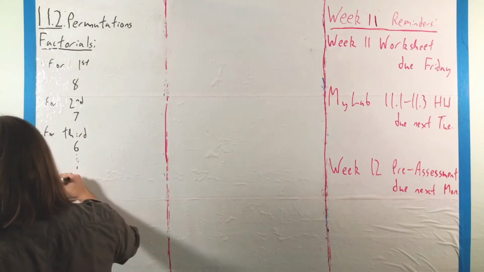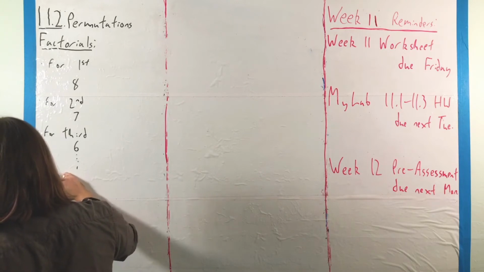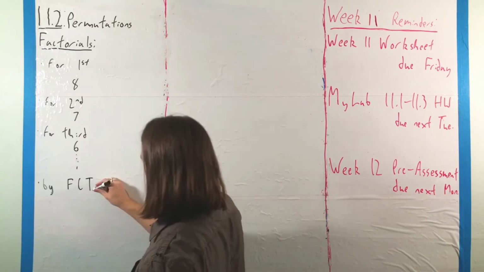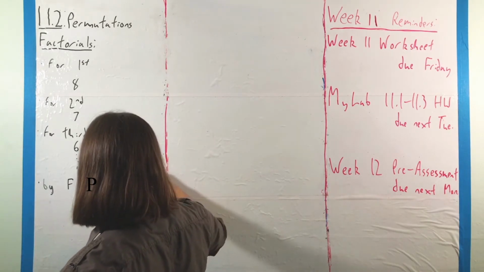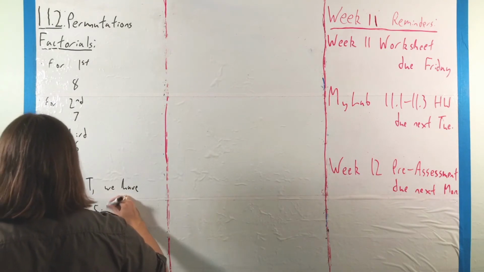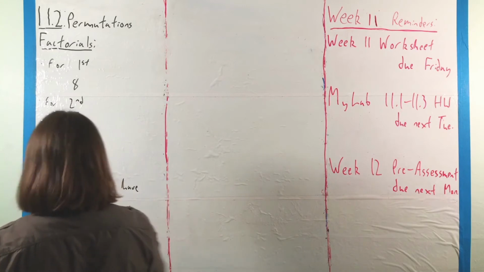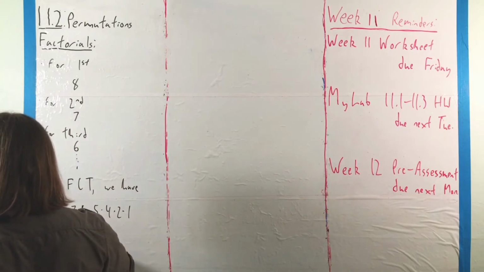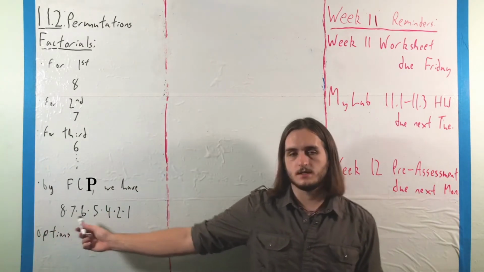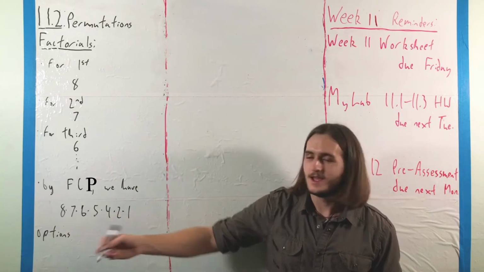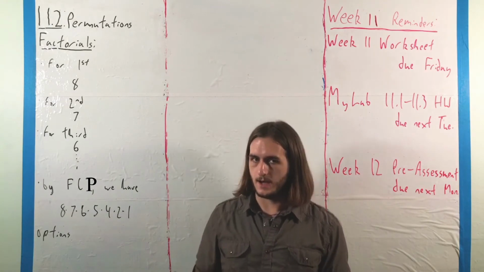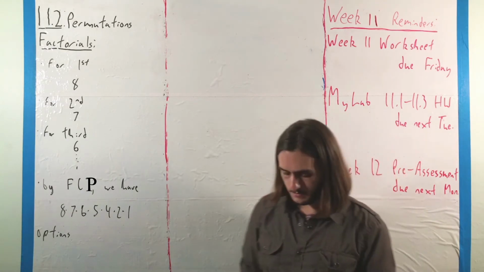by the fundamental counting principle, which I'm going to abbreviate FCT, we have 8 times 7 times 6 times 5 times 4 times 3 times 2 times 1 options in total. Because we've got 8 ways to get the first, 7 for the second, 6 for the third, and so on down the line, where we multiply our number of options in each case out. And that's how we get our total number of options.